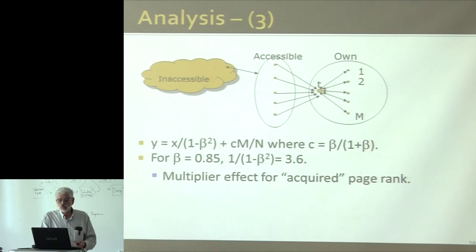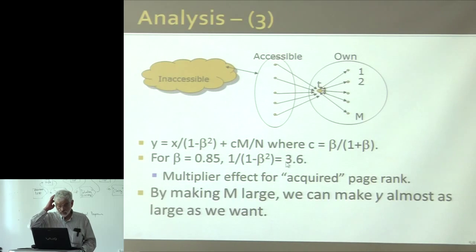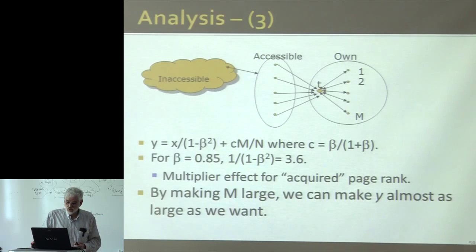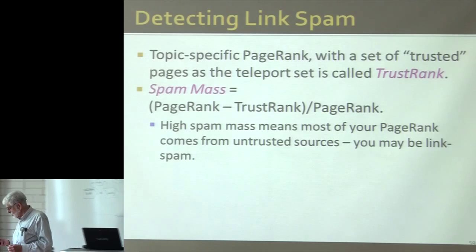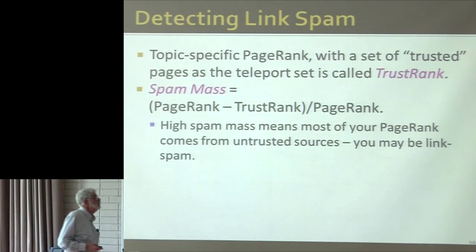Well, I guess this is sort of what I said. If you assume beta is 0.85, and that's a reasonable assumption, 1 over 1 minus beta squared is 3.6. So you're multiplying by 3.5. And then there's this term, which I can't really compare because it just depends upon how energetic you are, how big you're willing to make m, and of course how big Google is willing to make n, how many pages they're willing to crawl. So anyway, if you want to go into the spam business, that's how you do it, roughly.